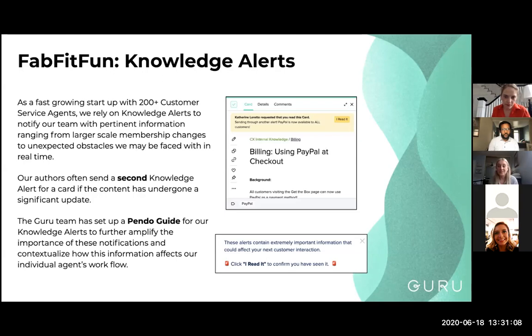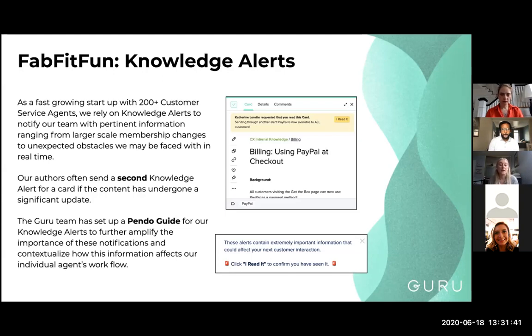And the lovely team at Guru, shout out to Meg, my account manager that I work with, has set up a Pendo guide for us. It's basically just a little message that layers on top of the knowledge alerts. It lets the team know that knowledge alerts are super important, and the information in them could affect their workflow, whether that's positively or negatively. Positive in the sense that if they read it, they're going to be more informed. Negatively, if they don't read it, they might misinform a member that's reaching out with a question or a concern.